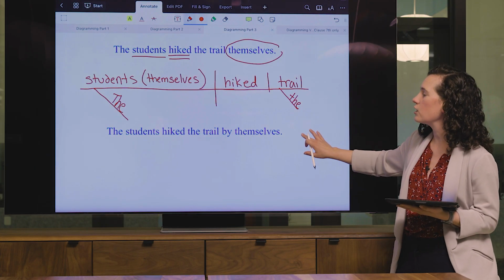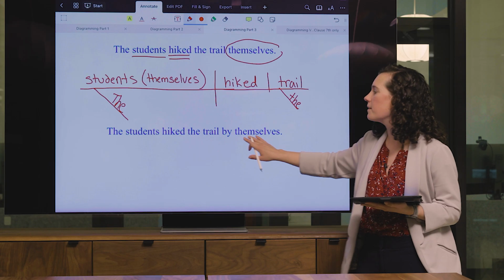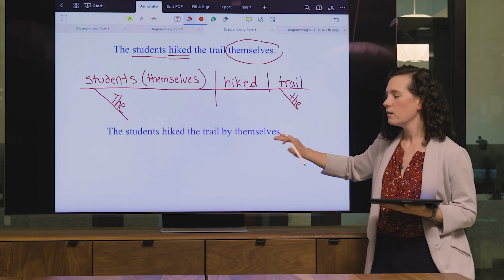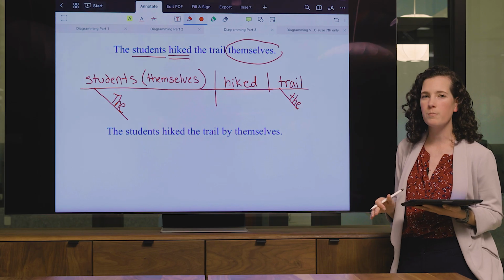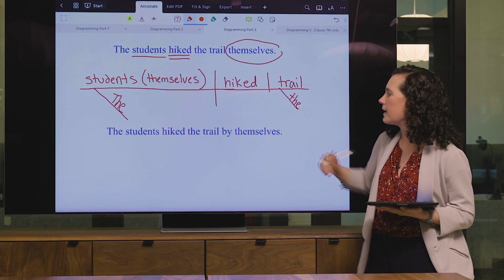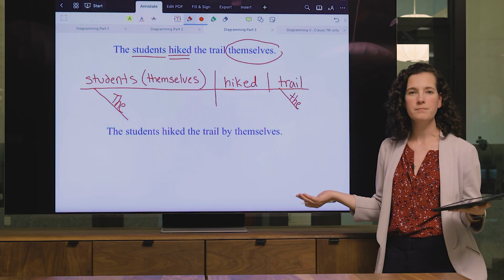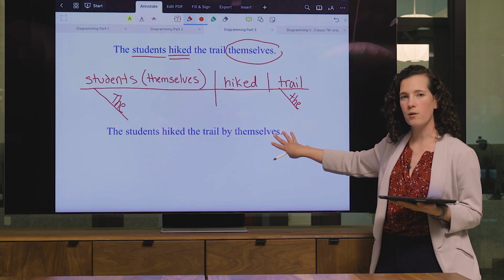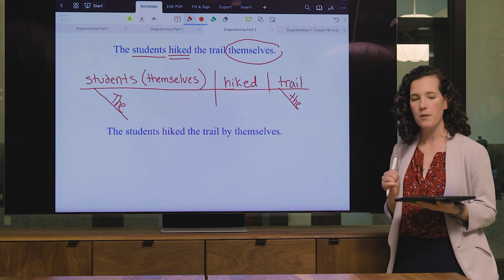This sentence looks very similar, but it's a different kind of pronoun. In this sentence, it says the students hiked the trail by themselves. We have this word by, which is a preposition, so themselves is an object of the preposition. If you left this out, you'd get the students hiked the trail by. That would be an incomplete sentence. This is a reflexive pronoun instead of an intensive pronoun, so it is diagrammed differently.